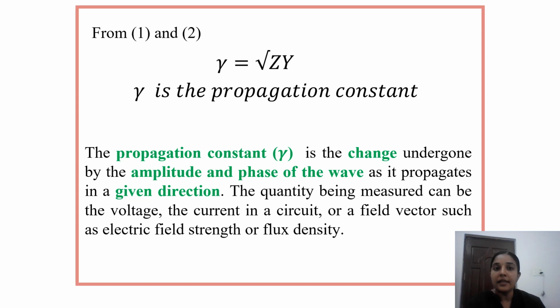So now we have seen what is a transmission line, what are the types of transmission line, what is the basic structure of a transmission line, its parameters, and what is characteristic impedance and propagation constant. So the further derivation will be discussed in the upcoming classes.